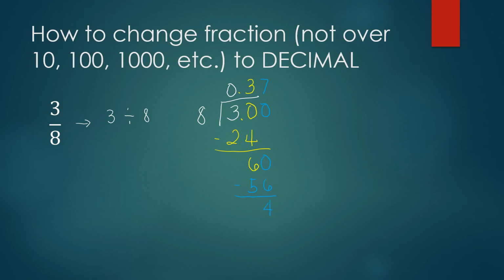Since we have a remainder, we should not stop, so we continue adding more zeros here and then bring it down. 40 divided by 8 is 5. It must align, okay? 5 times 8 is 40. Now we have achieved a zero remainder, then we stop. So our answer here, 3 eighths equals 375 thousandths.